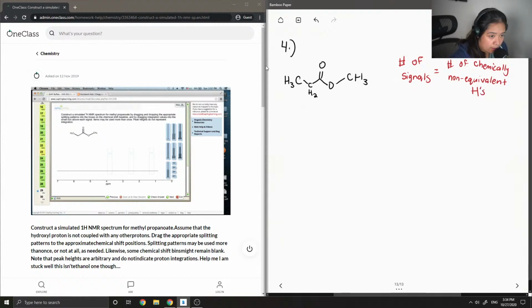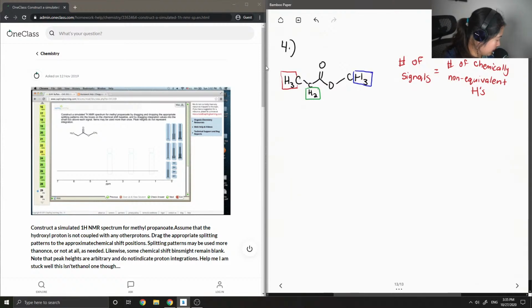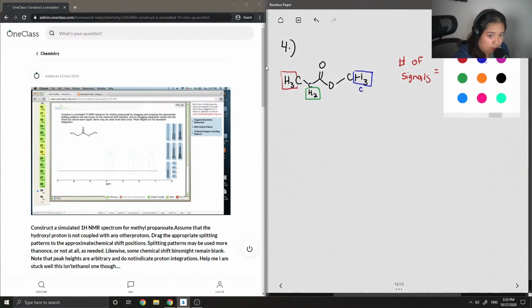So basically, let's look at all the different hydrogens that we have in methyl propanoate. We have like a methyl group here. And those hydrogens are in a different chemical environment than these hydrogens, because this is on a carbon that's attached to a carbon that's double bonded with an oxygen. And similarly, the hydrogens on this methyl will be different as well, because it is attached to just a single oxygen. So let me label these hydrogens as A, B, C.